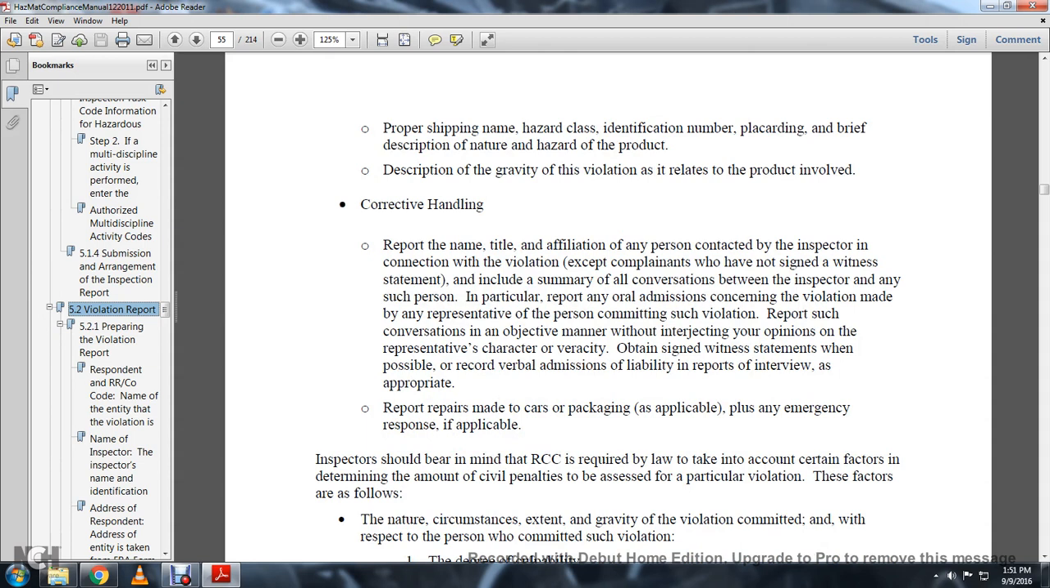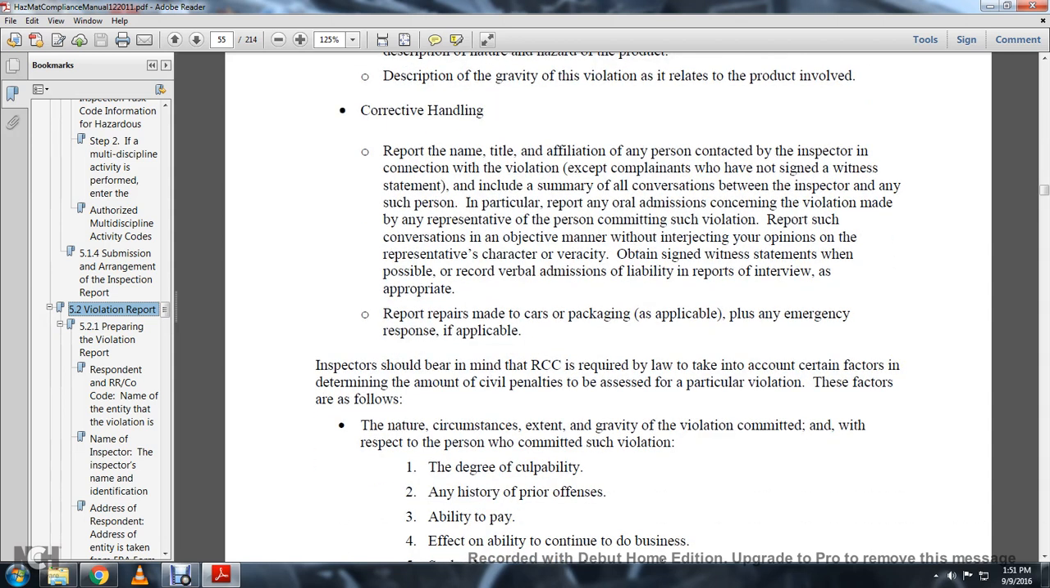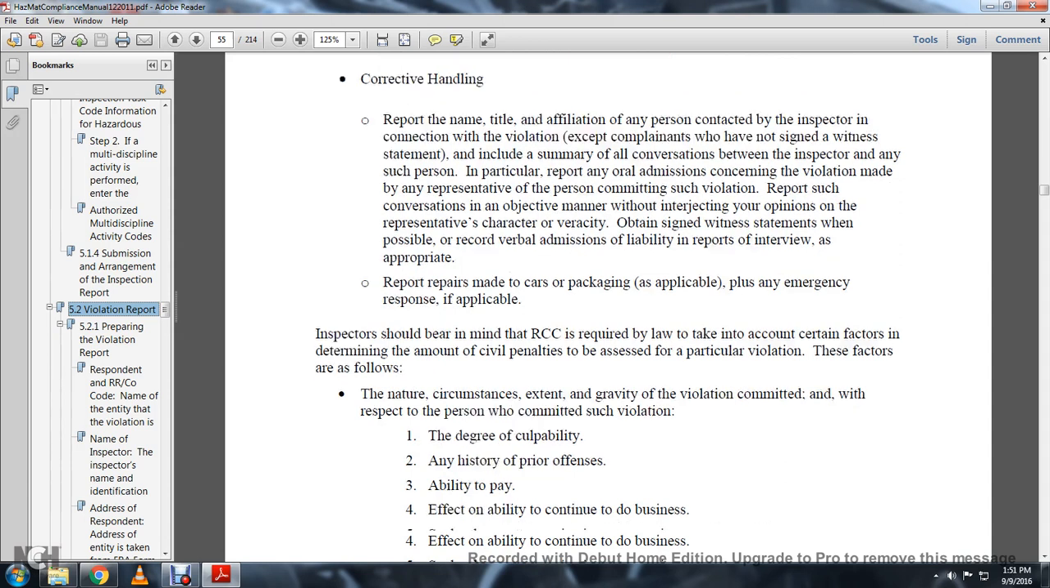Corrective handling. Report the name, title, and affiliation of any person contacted by the inspector in connection with the violation and complaints, with the admin. Obtain signed witness statements, including a summary of all conversations between the inspector and any such person, and a particular report of any oral admission concerning the violation made by any representative of the person committing such violation. Reports should be objective, without interjecting opinions, but may include representative characteristics of veracity. Obtaining signed witness statements with a possible record of an admission adds reliability to reports and interviews. Prepare the reports, including an emergency response if applicable.